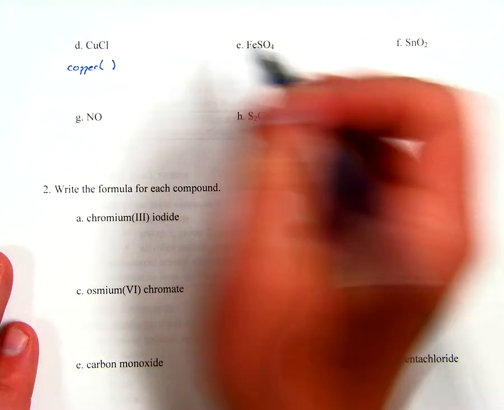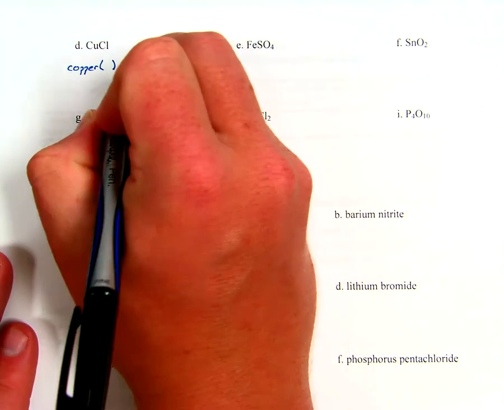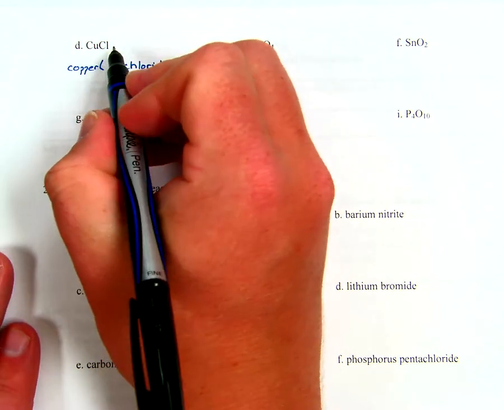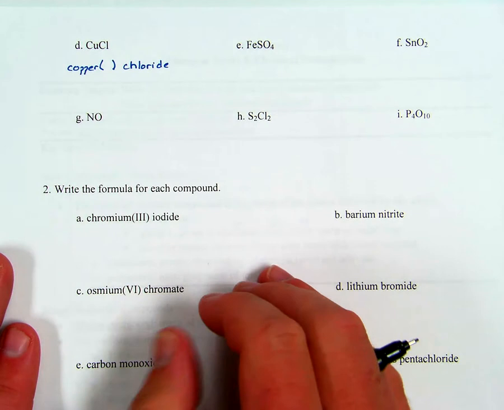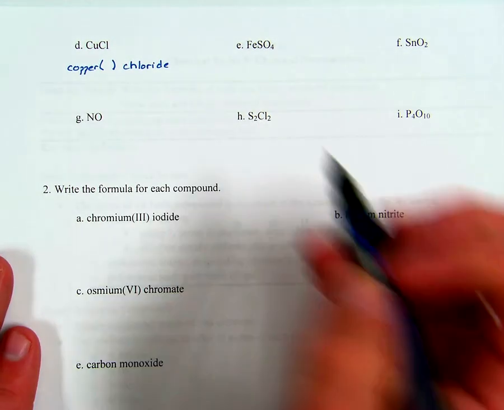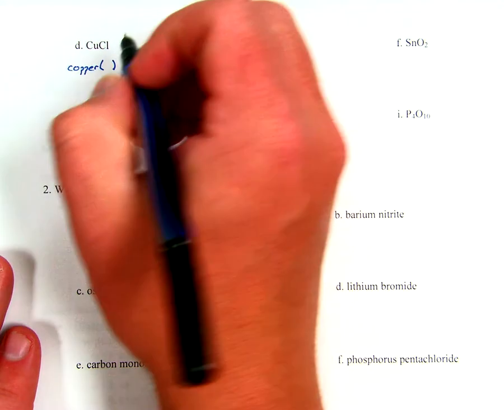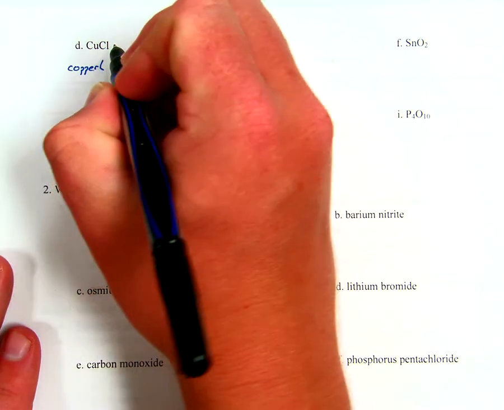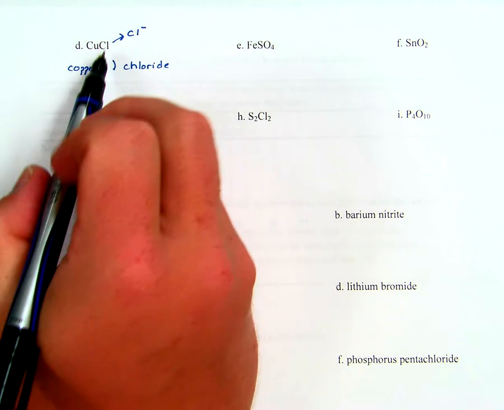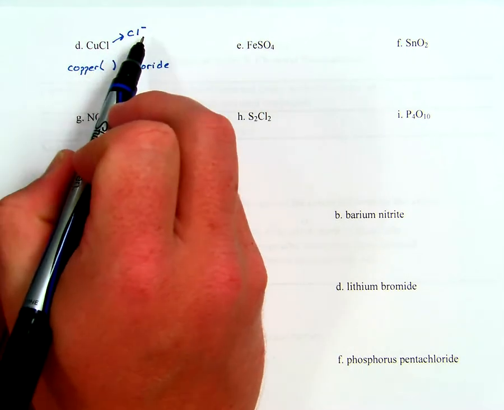I know the second part of the name is going to be chloride, because that would be the monatomic anion of chlorine. The question becomes, how do we know what the charge is? Well, we determine what the charge is by looking at the charge of the anion. I know that the chloride ion is 1 minus, and I can see that there's one of them in the formula, so the total negative charge is 1 minus.